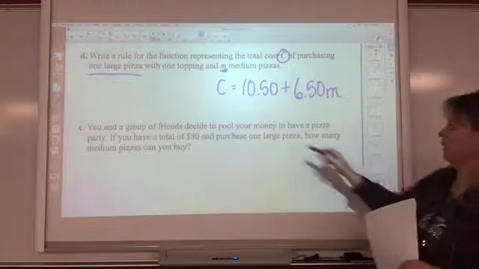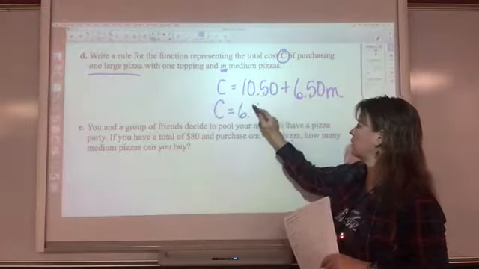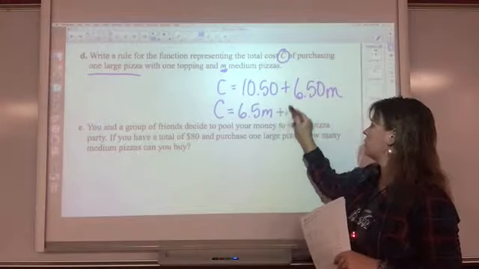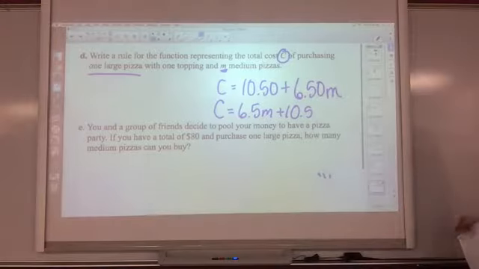Now, if you wanted to write that a little bit more linearly and a little bit more mathematically, we could just write 6.5m plus 10.50. Either one of those equations would be acceptable.